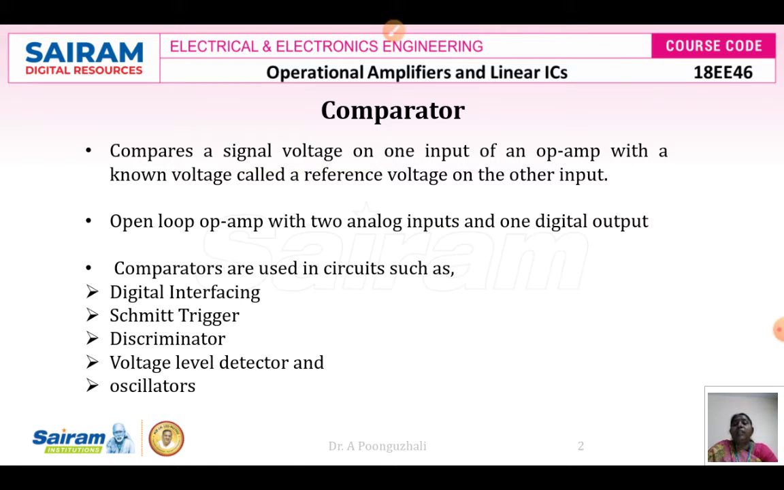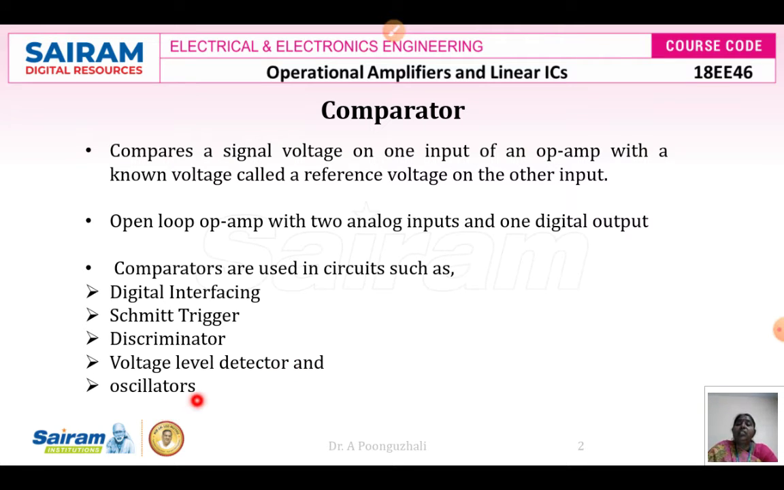Next, the applications of comparators. It can be used in digital interfacing. Digital interfacing is whenever I want to convert an analog voltage to a digital voltage, in that case I can use a comparator. Next is the Schmitt trigger. The Schmitt trigger again takes an analog signal, so any type of signal I can give and I can get a digital output. Then the discriminator, where whatever signal I want I can give and I can get a square wave at the output. The voltage level detector detects whether your input voltage is below the threshold or above the threshold. In that case I can use a comparator.